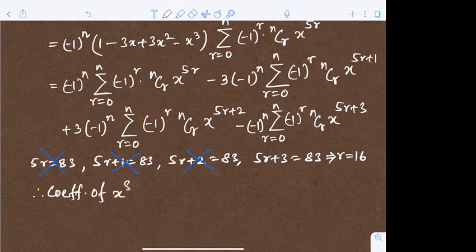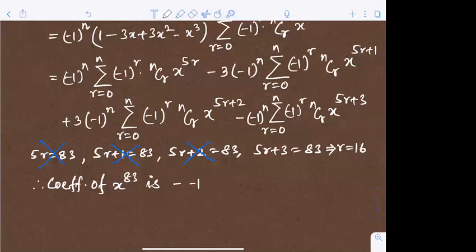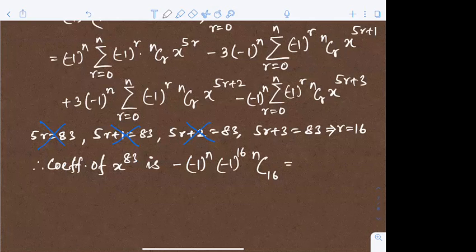So if I put r equal to 16 from the last term, our answer should be, therefore, the coefficient of x to the power 83 is, what will I get? Minus of minus 1 to the power n. And if I want to get x to the power 83, I have to put r equal to 16. So I get minus 1 to the power 16 into nC16. That is the coefficient. So that is nothing but minus of minus 1 to the power n into nC16. That should be our answer.